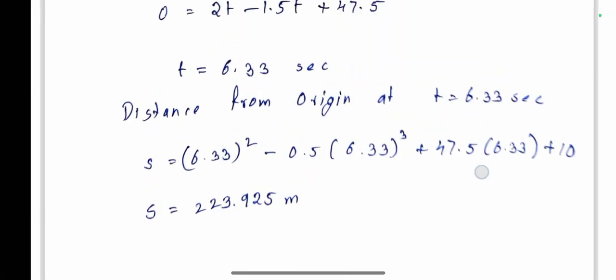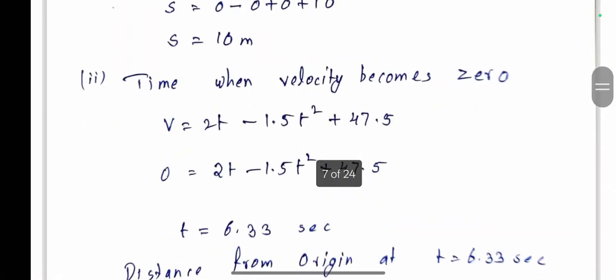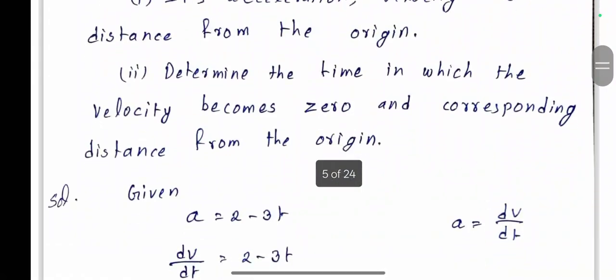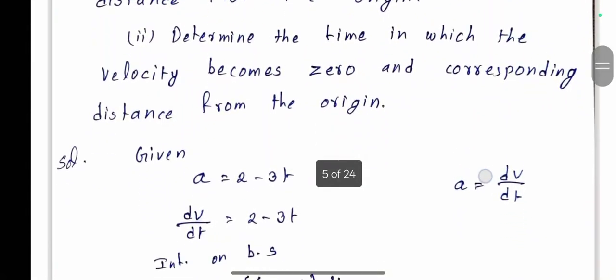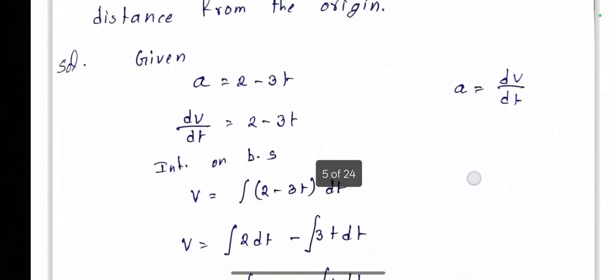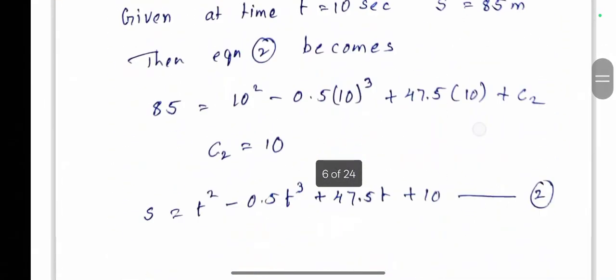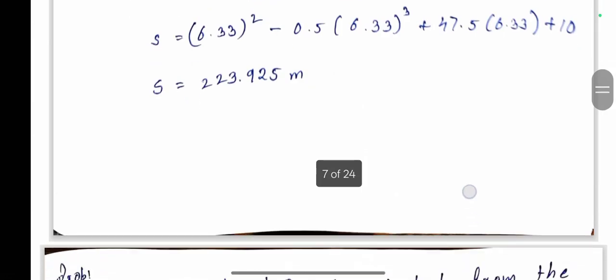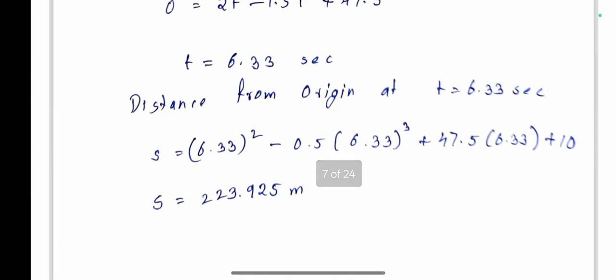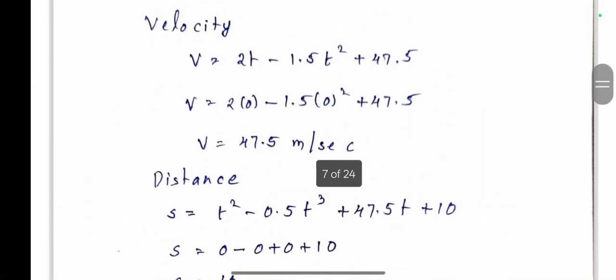Okay, we have got the time, but they are also asking for the corresponding distance from the origin at that time when the velocity becomes 0. So we need to substitute the t value in the distance s. So s is equal to t square minus 0.5 t cube plus 47.5 t plus 10. Substituting the value 6.33 seconds, the distance s we will get is 223.925 meters.